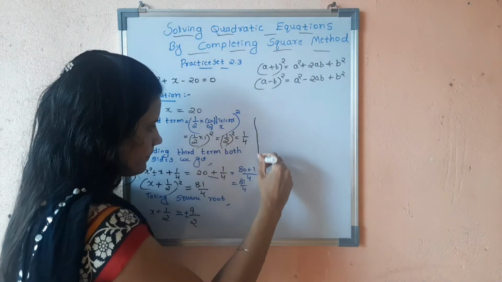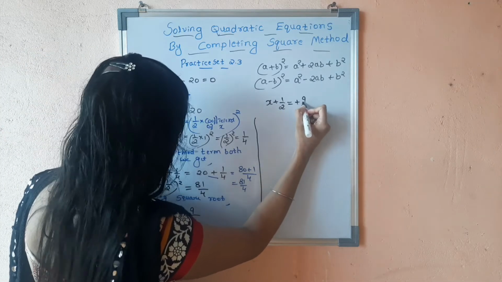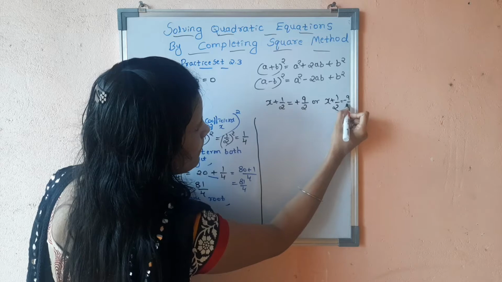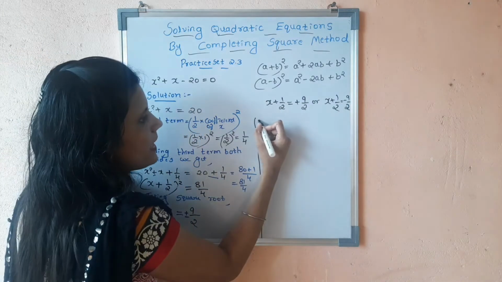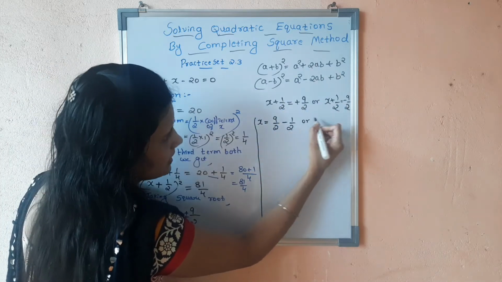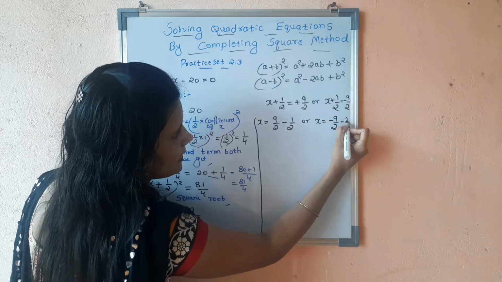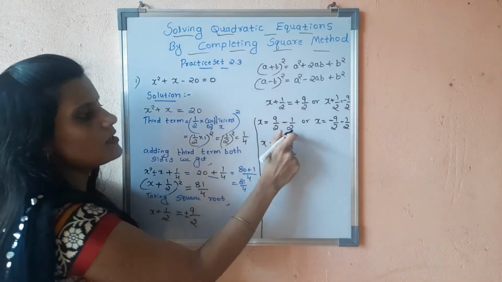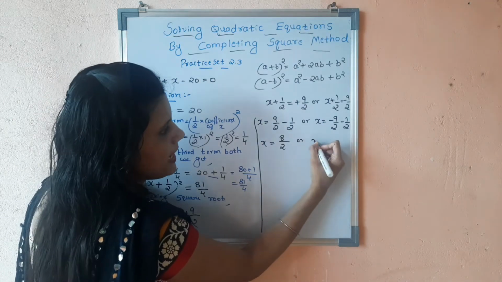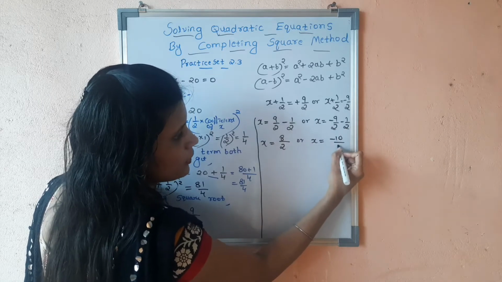So it will be x plus half is equal to plus 9 upon 2, or x plus half is equal to minus 9 upon 2. Fine. Now x is equal to 9 upon 2, this half I will bring this side, so it will become minus half. Otherwise x is equal to minus 9 upon 2, half will bring that side, it will become minus half. Now x is equal to, as 2 is the common denominator, 9 minus 1, it will be 8 upon 2, or x is equal to minus 9 minus 1, it will be minus 10 divided by 2.